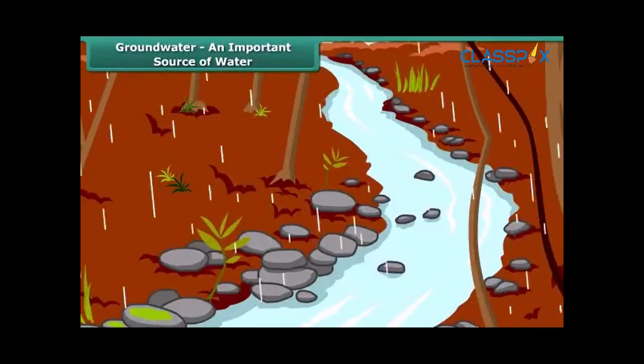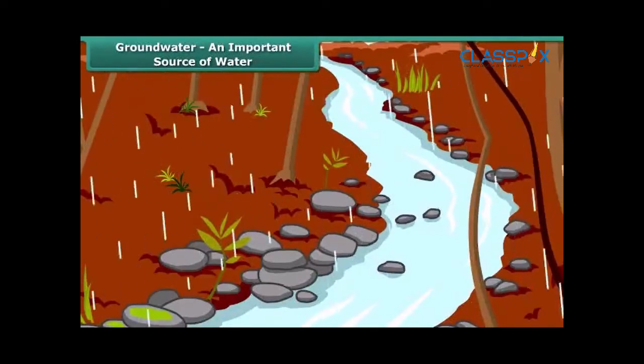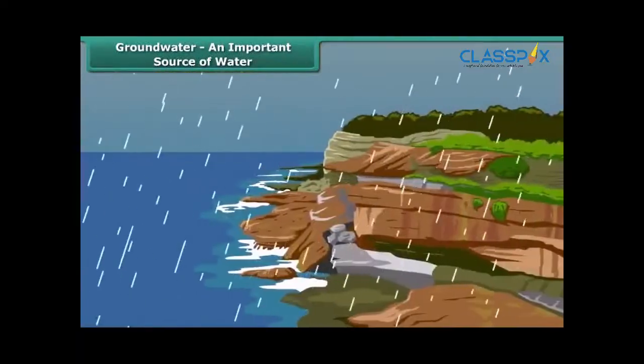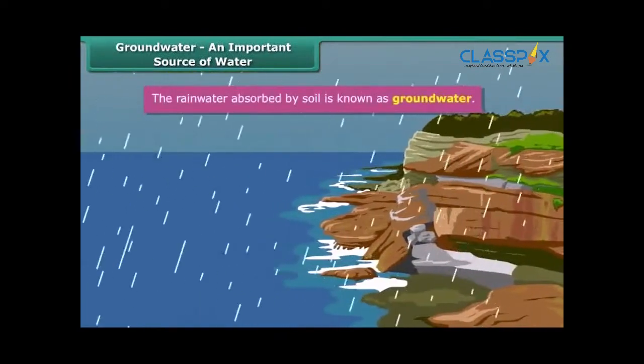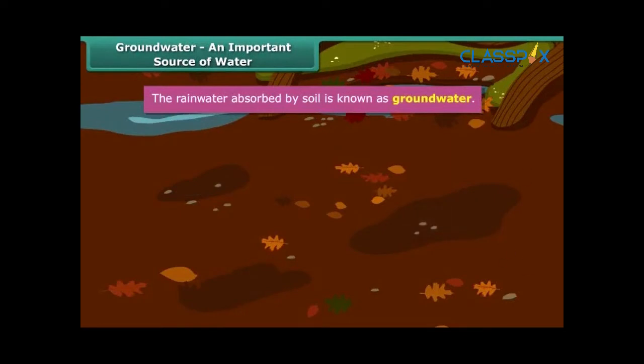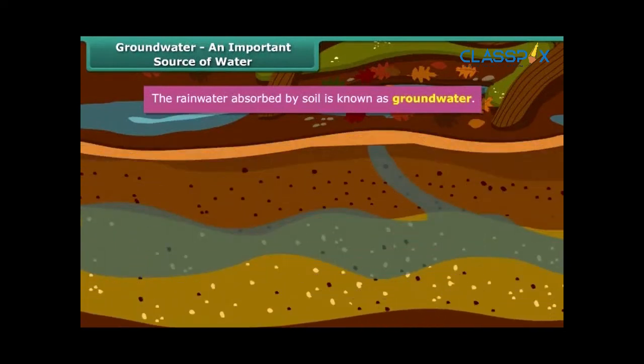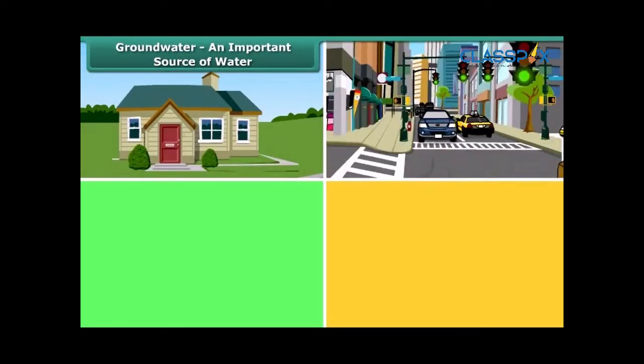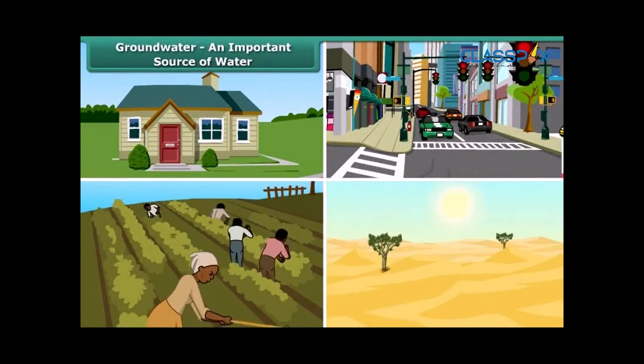Not all the rainwater flows into rivers and ultimately into oceans. Some of it is absorbed by the soil. This water is known as groundwater. Although it is not visible, it is almost everywhere, flowing beneath the ground under your home, cities, farms and deserts.